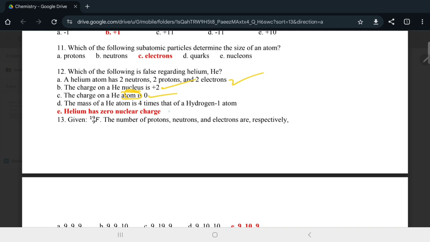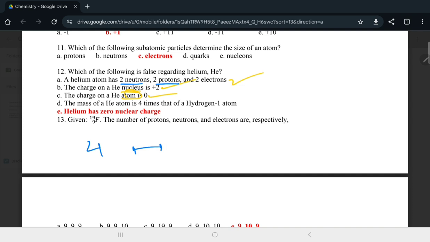The mass of a helium atom is 4 times the one of a hydrogen. This is true, but let's visualize it. The mass number of a helium atom. What's the mass number of helium? You have 2 protons and 2 neutrons, so 2 plus 2 is 4.